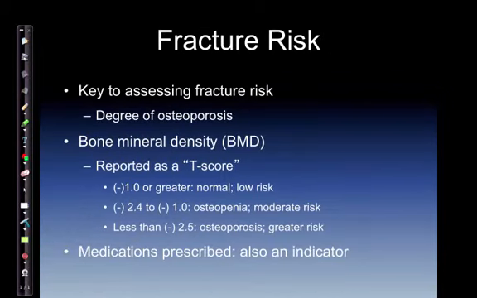Fracture risk. Key to assessing fracture risk is the degree of osteoporosis that the patient has. Bone mineral density, reported as a T-score: minus 1 or greater is normal or low risk, minus 2.4 to minus 1 is osteopenia, a moderate risk, and less than minus 2.5, they have osteoporosis or a greater risk. Medication is also an indicator, such as whether they're taking calcium supplements and things like this.